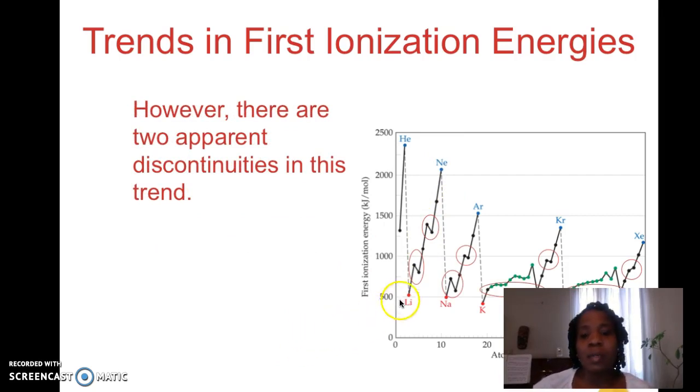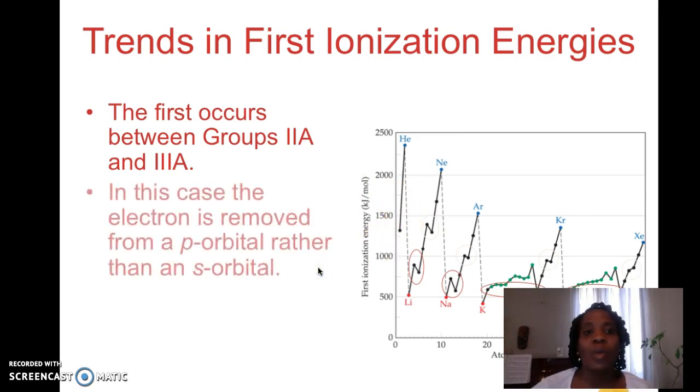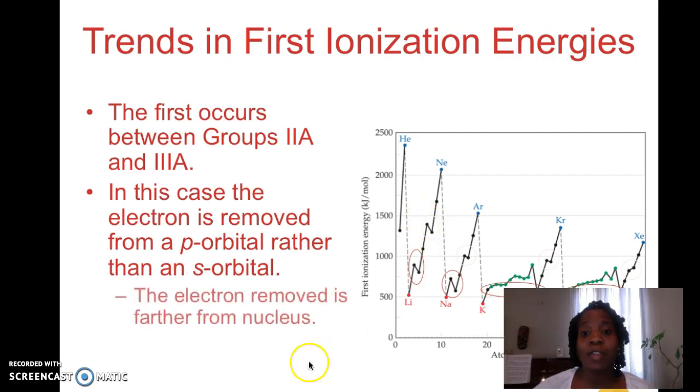There are some discontinuities you'll notice. There are two areas going across the period where you'll notice that instead of increasing ionization energy, the ionization energy decreases. The first time this occurs is when you're going from group 2 to group 3, and then again when you're going from group 5 to group 6.